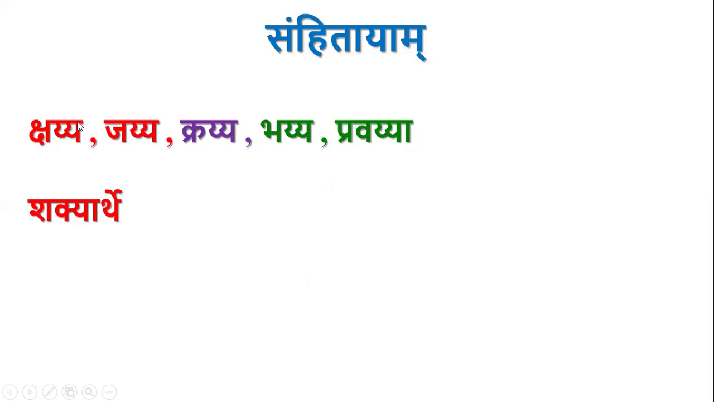These yat-pratyayanta forms are used in many meanings, there are many shades of meaning. I am not going into the details of that, but one of the meanings is shakyartha, capable of doing that. So kshaya and jaya are used in all the meanings in which yat-pratyayanta words can be used. But kshaya and jaya are used only in shakyartha, and kriya is used only in tadartha. Tadartha means in the same meaning as that of the dhatu.